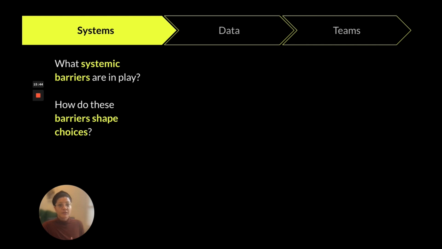We can divide our process into this kind of flow. So at the first step, when we are designing for equity in healthcare services or medical technologies, and we're thinking about the outcome that we want to design for, we need to think about systems. So what systemic barriers are in play, and how do those barriers shape the choices that our users are making?